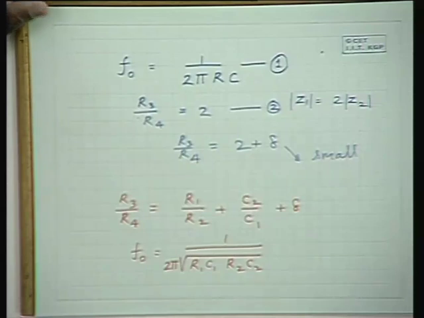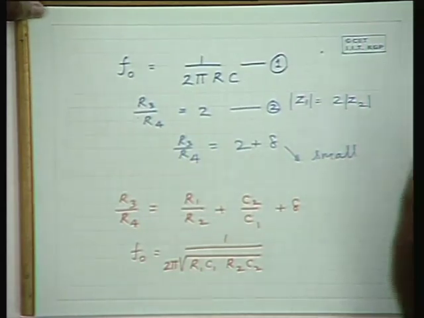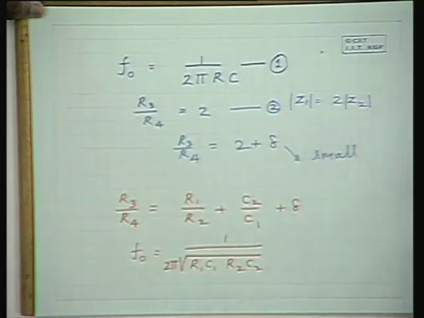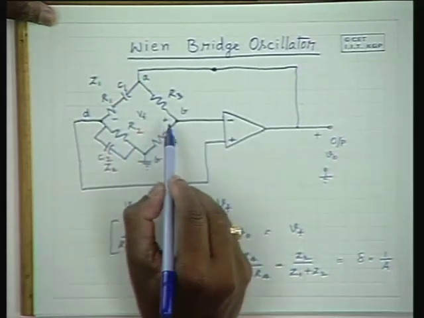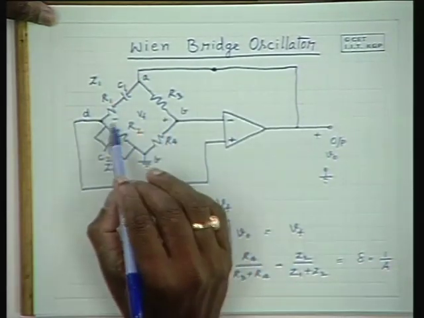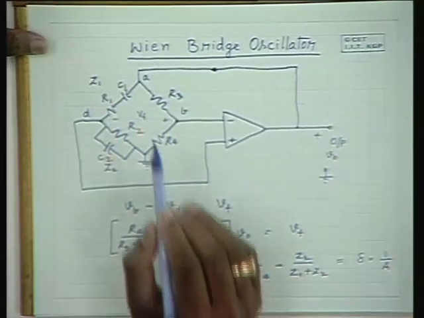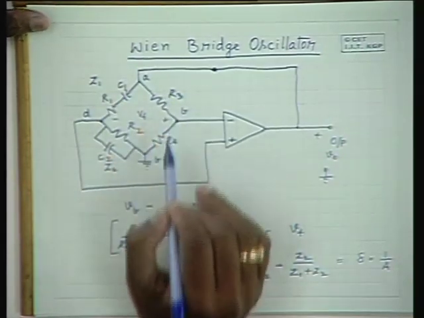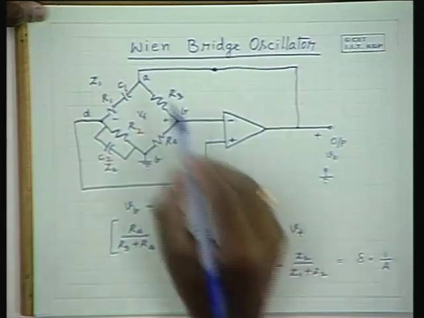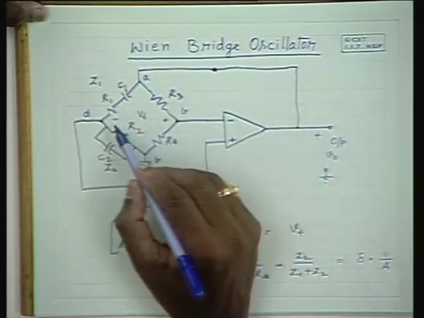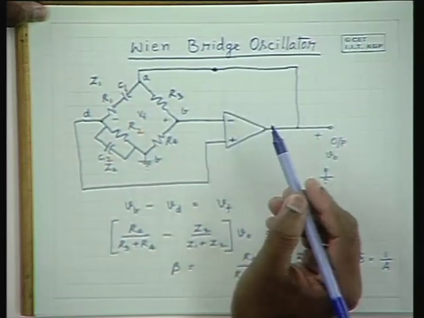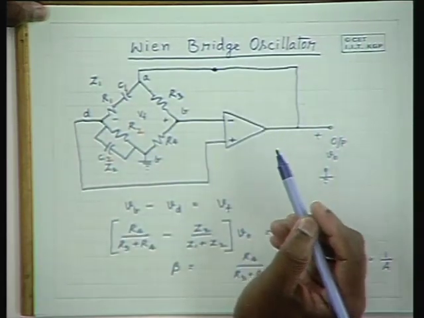And this is the Wien-Bridge oscillator, and the frequency stability can be achieved because of this null condition. This null condition is totally dependent on the ratios of the impedances. It does not depend on the voltage gain. If the voltage gain is large, the null condition is still valid almost at the same point.